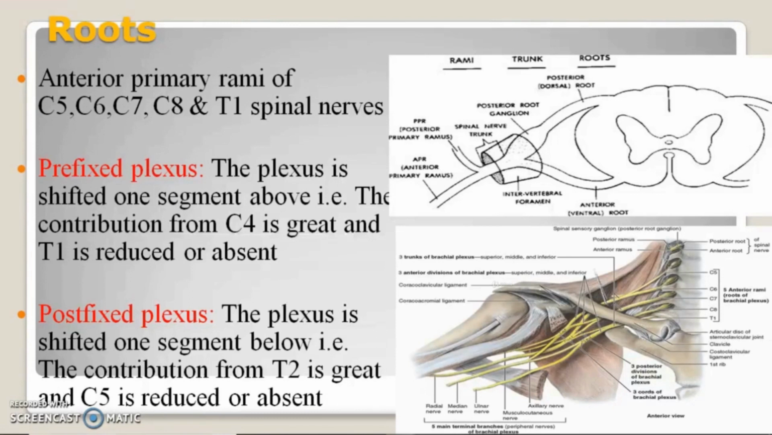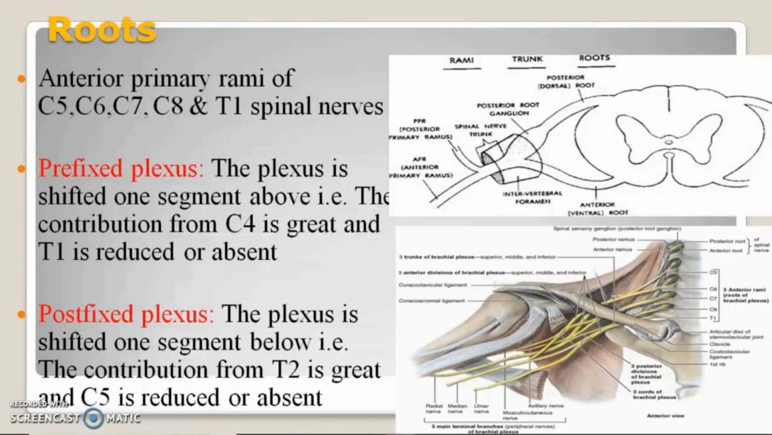So the same thing you can make out. The plexus is shifted one segment above, that is the contribution from C4 is great and T1 is reduced or sometimes absent. In that condition we will call this brachial plexus a prefixed plexus. In case of postfixed plexus, the plexus is shifted one segment below, that is the contribution from T2 is great and C5 is reduced or sometimes absent. So this is the difference between prefixed and postfixed plexus.